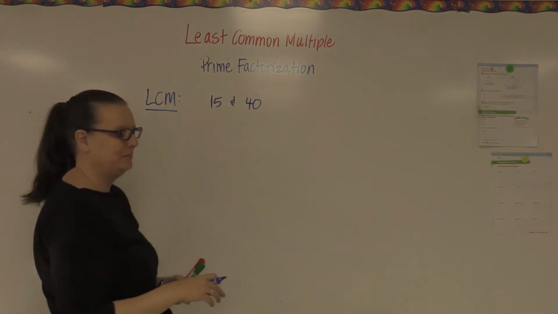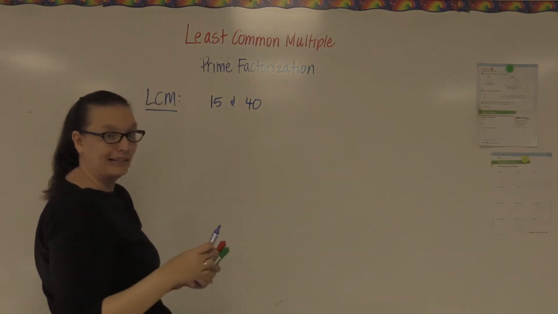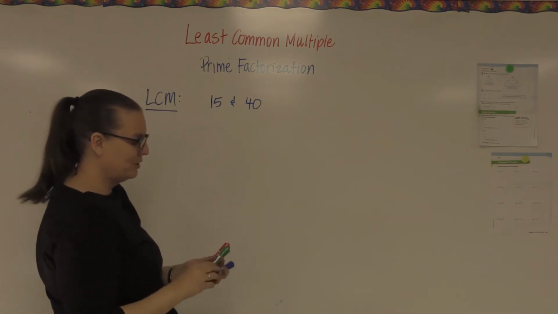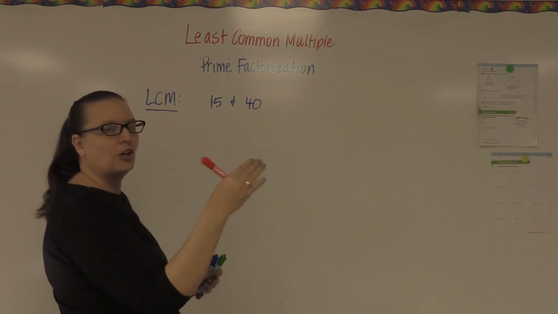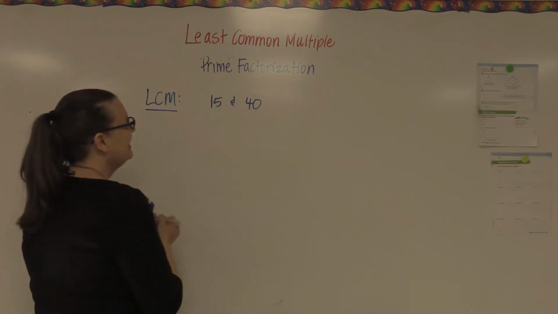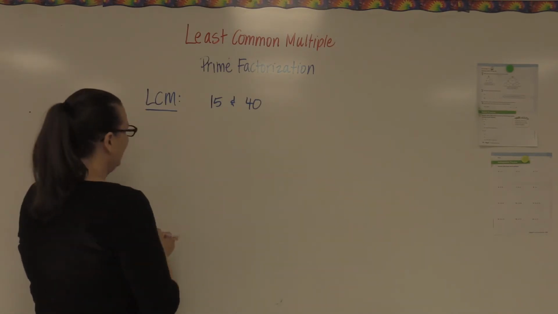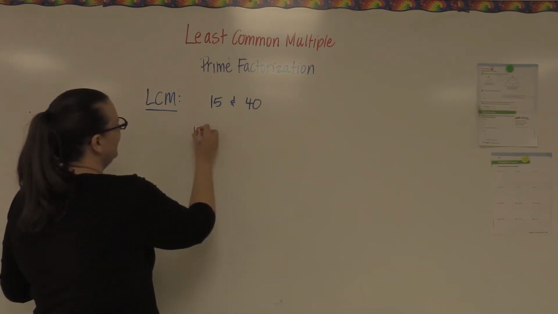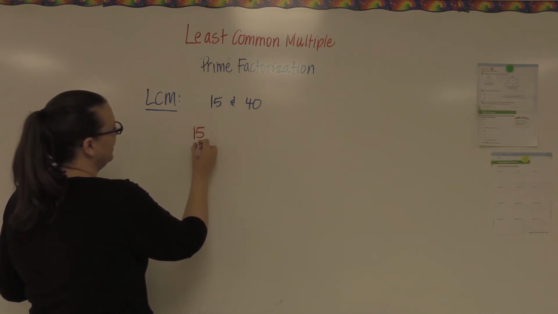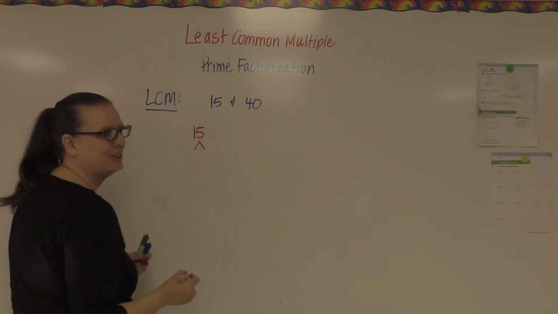This is another way. You guys remember factor bingo in class, right? In factor bingo, we were listing all the multiples of a number. This is kind of a way to do this. We're going to break this down into its factors. So remember doing this? We called it a factor tree.